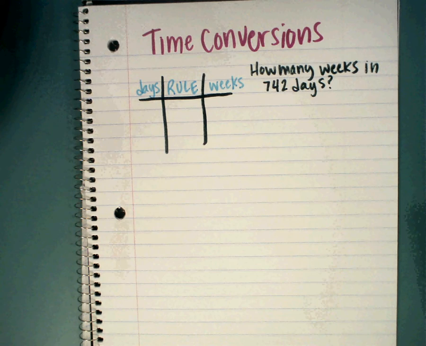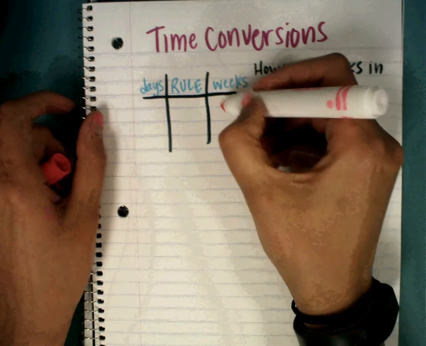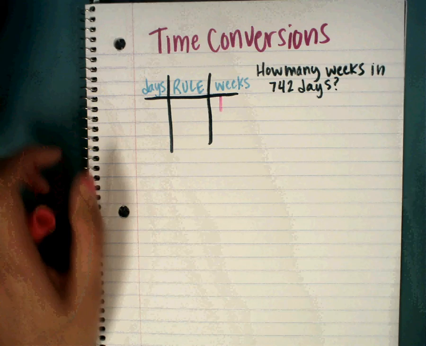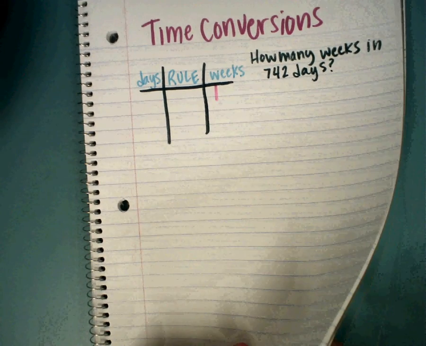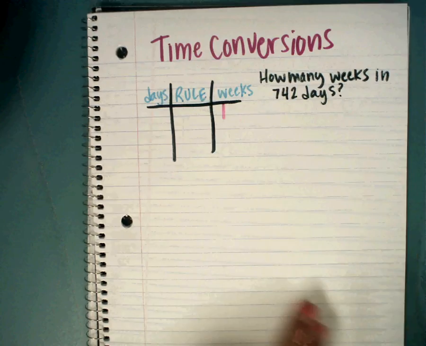All right, so first I need to find out which one's bigger. Is a day bigger, or is a week bigger? A week is bigger, right? So I'm going to put my 1 under a week, and then how many days are equal to that week? Let's go ahead and flip back to our other journal entry. How many days are in a week? 7, right? 7 days are in a week.